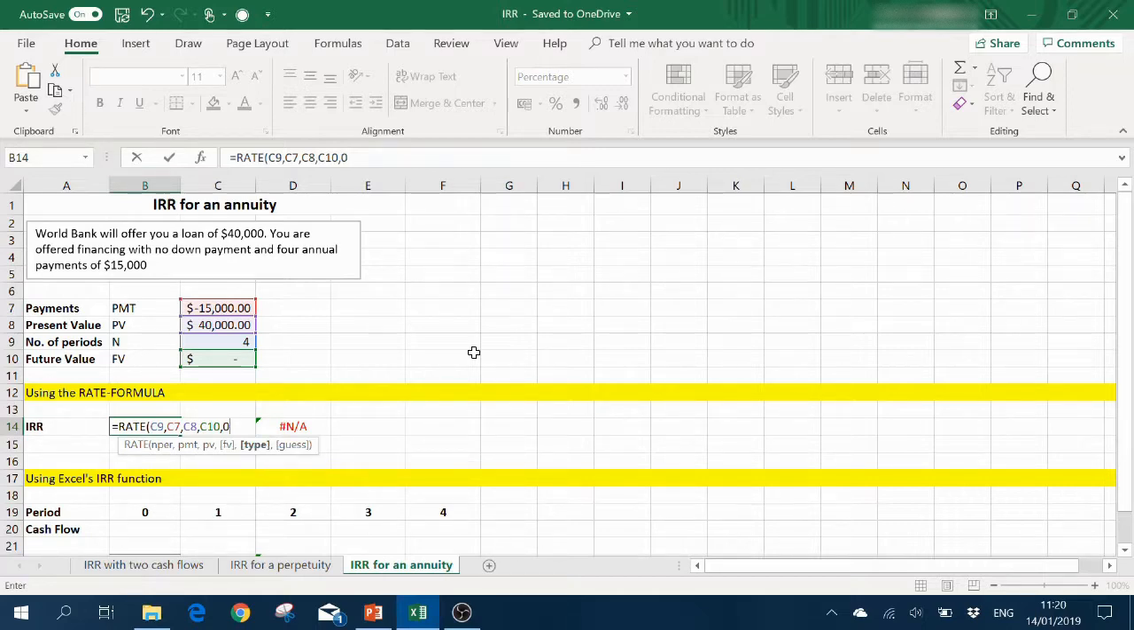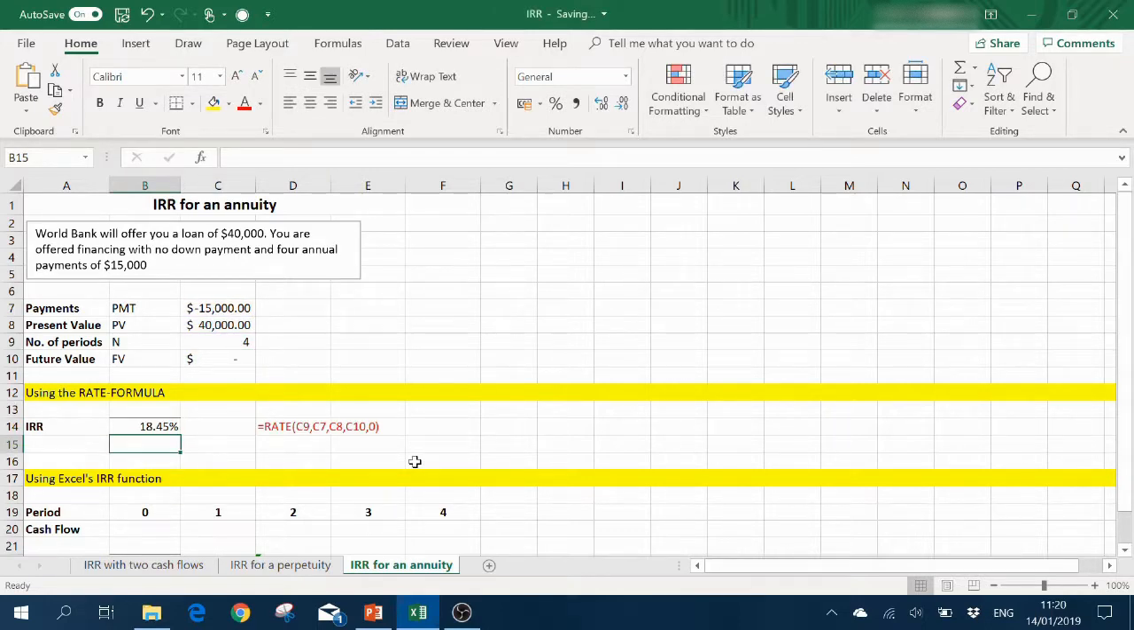And now there is the last one called guess. We use the guess if we are going to create an NPV profile. We're not going to use it this time, so just ignore it. It is also in brackets, which means that it's not necessary to fill that one out. Close the parentheses and enter. So we have an IRR of 18.45%.